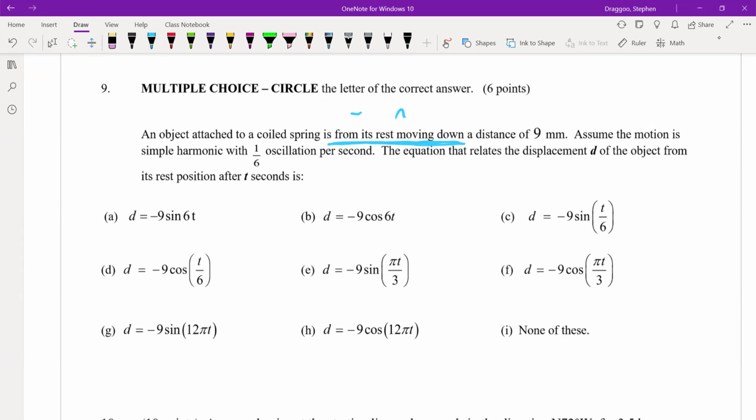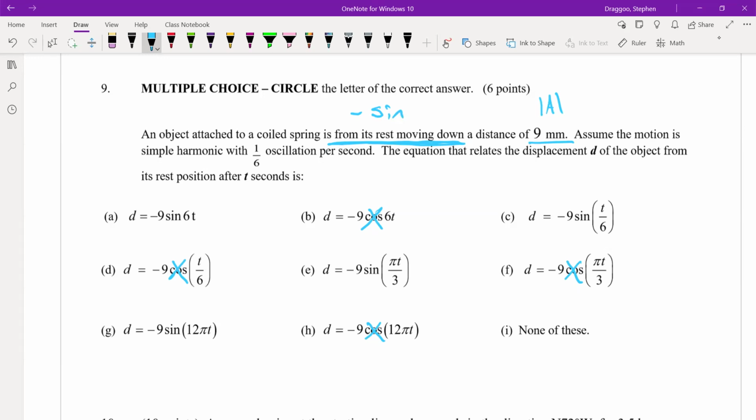Looking through all of the options, they all have -9 for A. So we didn't need to worry about that part, but we do want to get rid of anything that says cosine. So none of those are going to work. It's gotta be a sine function. That 9 millimeters tells us that is our amplitude.